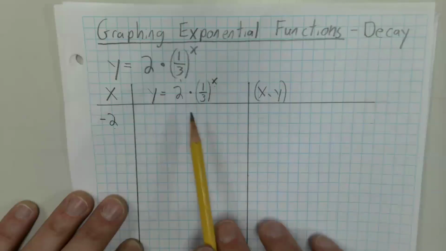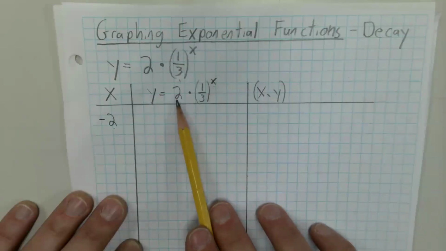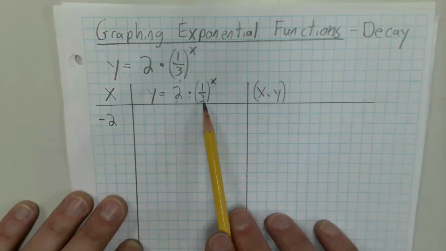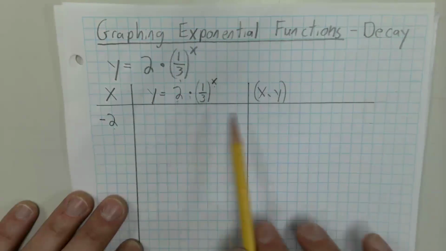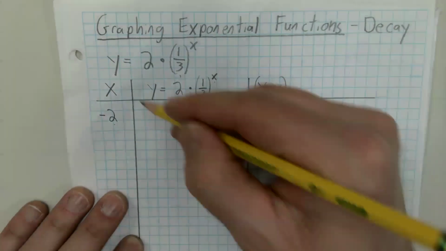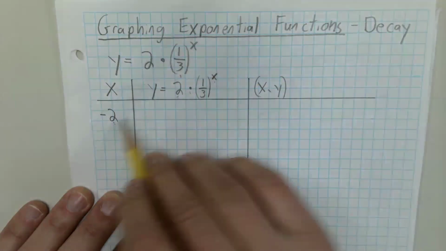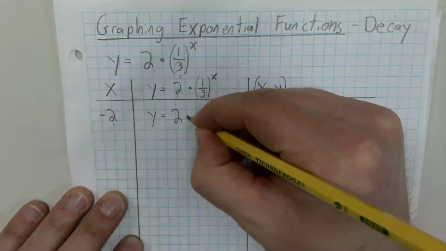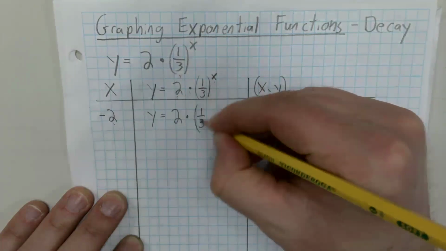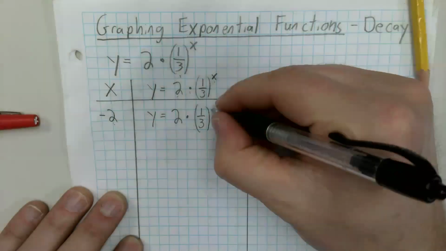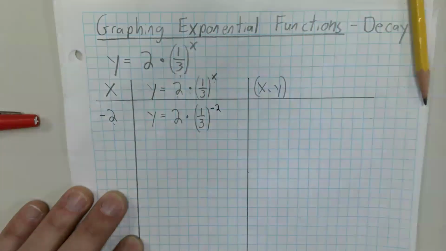It's a little more complicated because we got a number out in front here that we're going to multiply, and we've got to deal with this fraction as a base. But using our exponent rules and order of operations, we know how to do it. So let's go ahead and plug -2 in for x and see what we get out for y. And in place of x, I'm going to plug in -2.